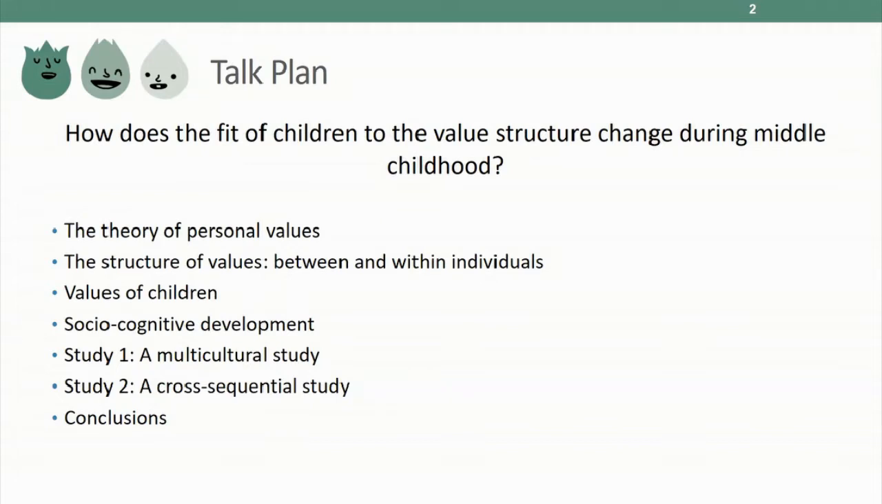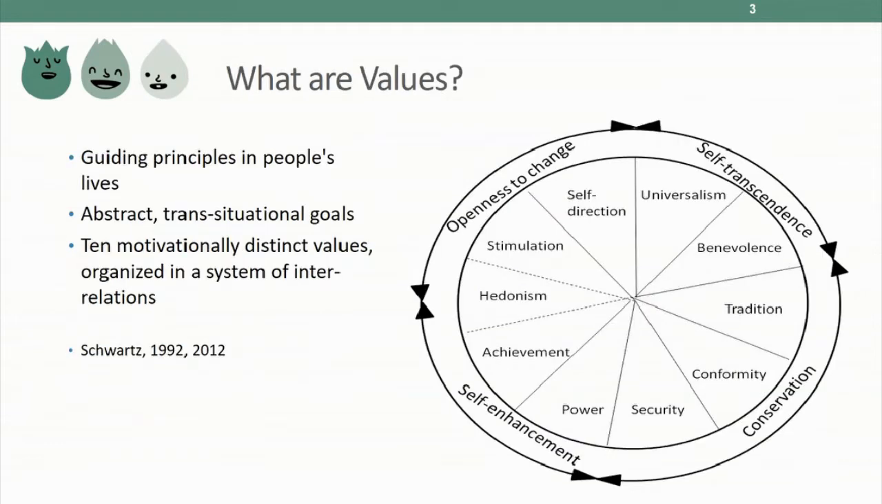For that reason, I will present very briefly the theory of personal values, assuming that most people who come here know it to some extent, and talk a bit about why we care about a structure of values and what a structure of values actually means. Then I will make a detour into values of children and why we would expect any development in values of children, and test the hypothesis in 2 different studies, and hopefully make some substantiated conclusions. So let's start with values.